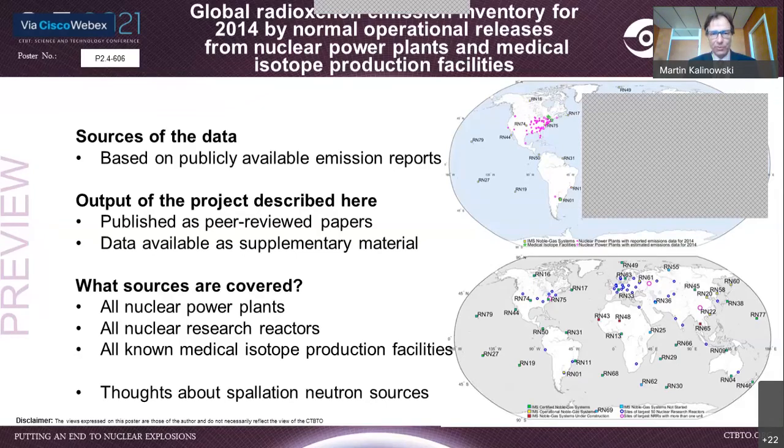The peer-reviewed papers are out on the nuclear power plant releases 2014 and nuclear research reactor releases 2014. Then we look into lessons learned from this, and also what sources may be missing. There will be a few thoughts about spallation neutron sources, which are an activation source, not a fission source, and therefore the isotopic ratios are specifically different.